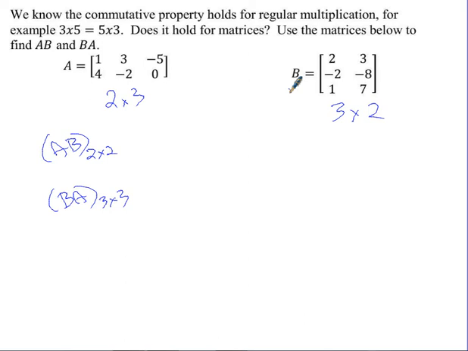So therefore, even if I had a 2 by 2 times a 2 by 2, does the commutative property hold? No. It might be a coincidence that B times A is the same as A times B, but that would just be coincidence. We've already proven that the commutative property does not hold for matrices. Okay, so even though the dimensions are the same, it does not hold. So the answer to this would be no.